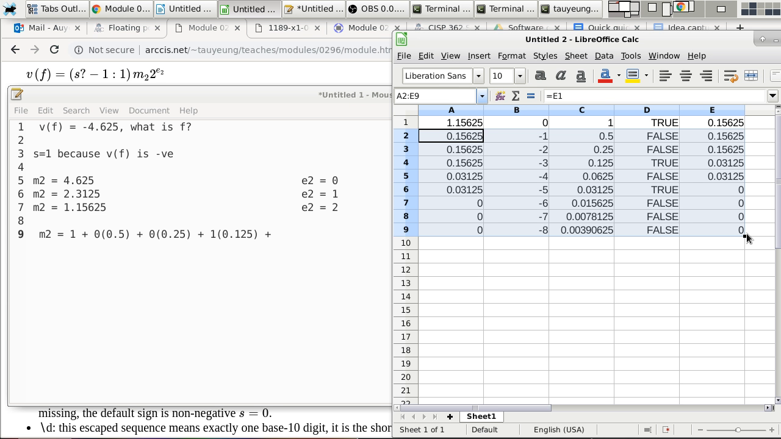So what is this telling us? It's telling us 1.15625. Okay, the original number has 1, true, has 1/8, has no 16th, has 1/32, and that's it. Are we good so far?